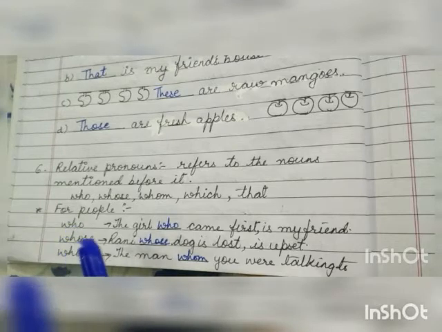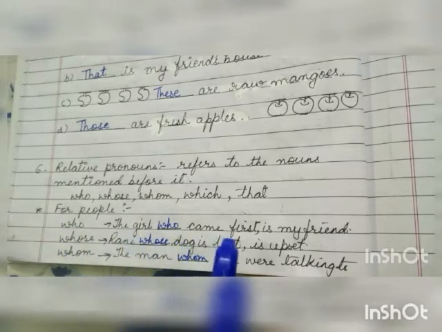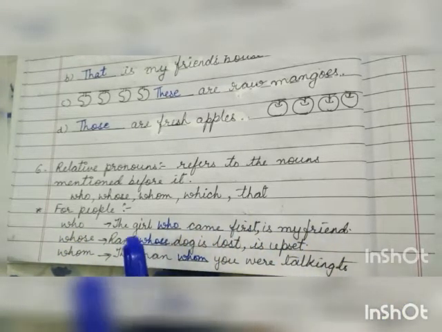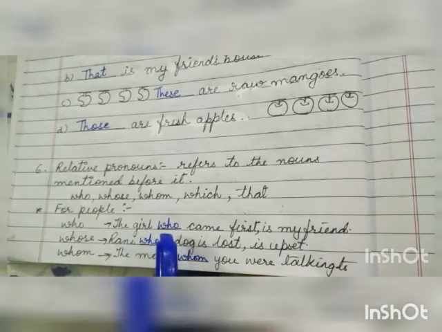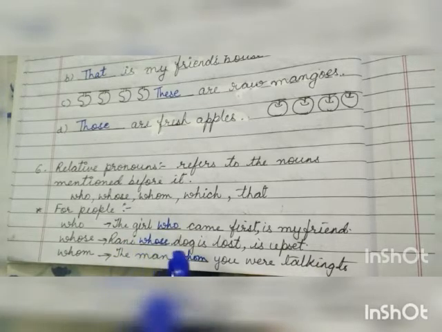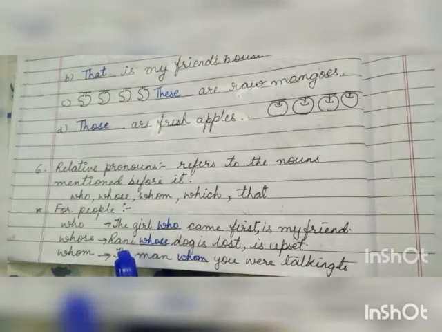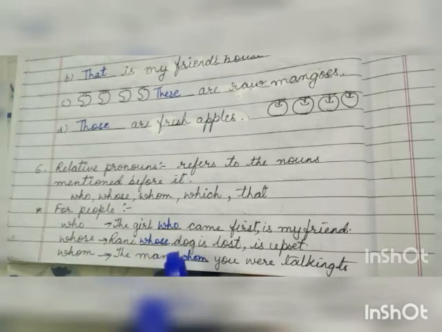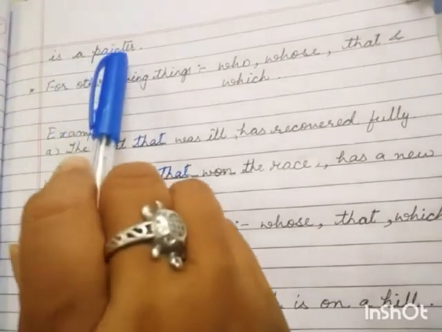Let us see the examples. The girl who came first is my friend. Now here the sentence is beginning with the girl. It's a noun, the subject of the sentence. So here who relates to the girl. Next, Rani, whose dog is lost, is upset. Again, Rani is the subject. Okay, and here whose is actually showing the possession. Rani owns the dog, so Rani, whose dog is lost, is upset. Next, the man whom you were talking to is a painter.